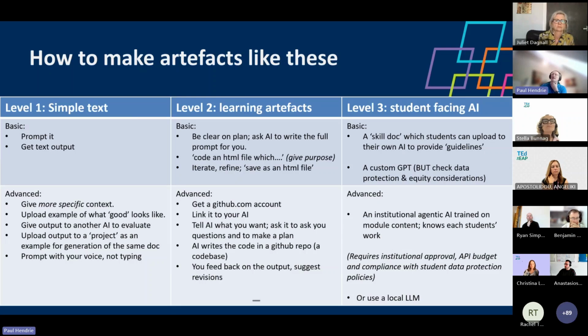Here's something on making these artifacts, and then I'm going to talk through the Padlet. So level one is text in, text out. Make me a workshop. Give me a plan of this. Get me a summary essay. The basic one is you prompt it and then you get the text output. To do that more effectively, you want to be more specific with your context. You give it an example of what good looks like. Here's one I made earlier, basically like Blue Peter style.